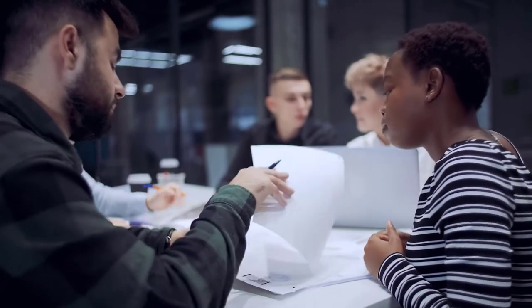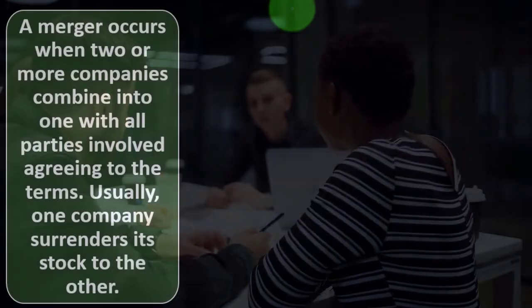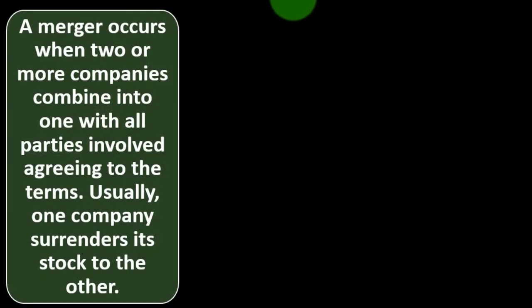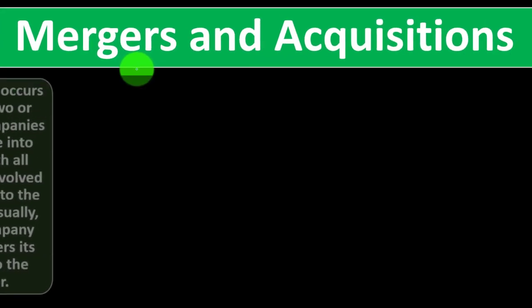Mergers and acquisitions. A merger occurs when two or more companies combine into one, with all parties involved agreeing to the terms. So now you've got companies basically combining together, merging and acquiring. Notice that these two terms sound like you kind of put them together, because in a lot of cases there's a lot of discussion, or you can dive into the details in terms of, well, was that an actual merger of two equals coming together, or was it really an acquisition, right?